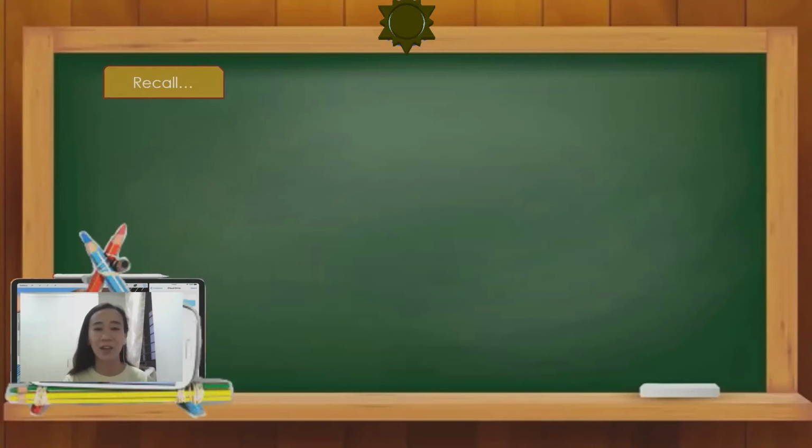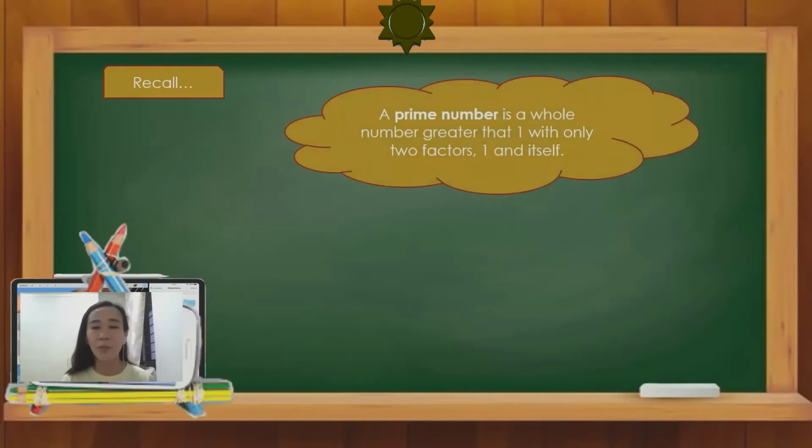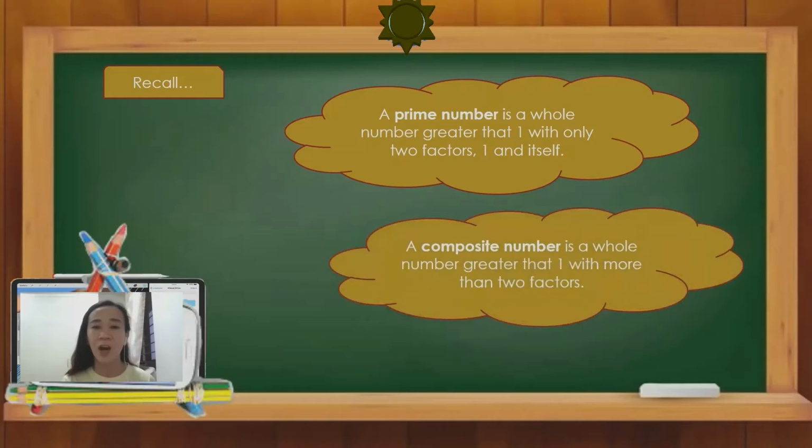First, let us have a recall. A prime number is a whole number greater than 1 with only 2 factors, 1 and itself. A prime number can be only divided by 1 and itself. Next, a composite number is a whole number greater than 1 with more than 2 factors. It means there are more numbers that you can use to divide a composite number.